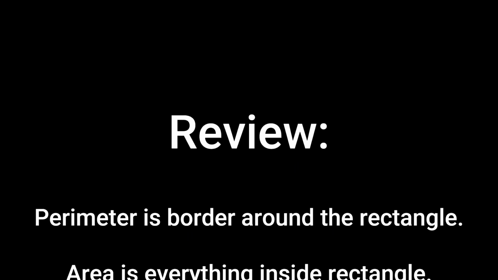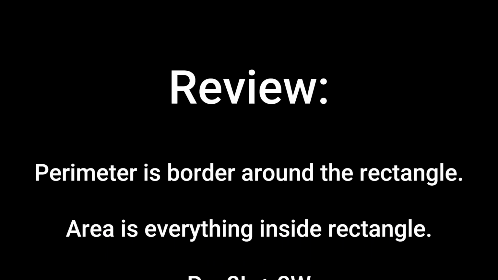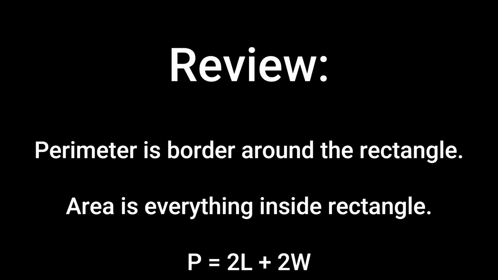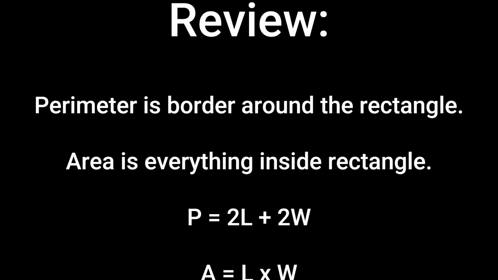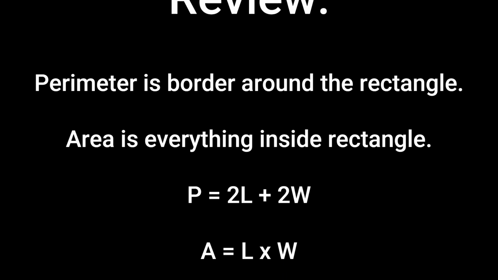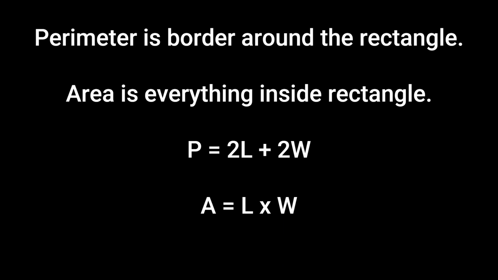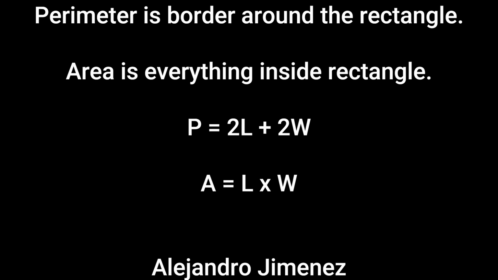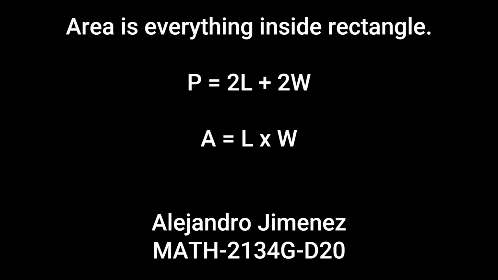What we've talked about. So now we know that the perimeter of a rectangle is the border around the rectangle. The area of a rectangle is everything that is inside of that rectangle. We know that the equation to solve for the perimeter is 2 lengths plus 2 widths. We know that the equation to solve for the area is length times width.